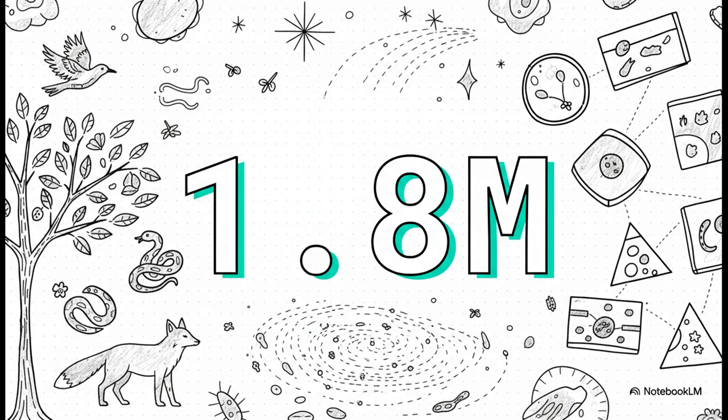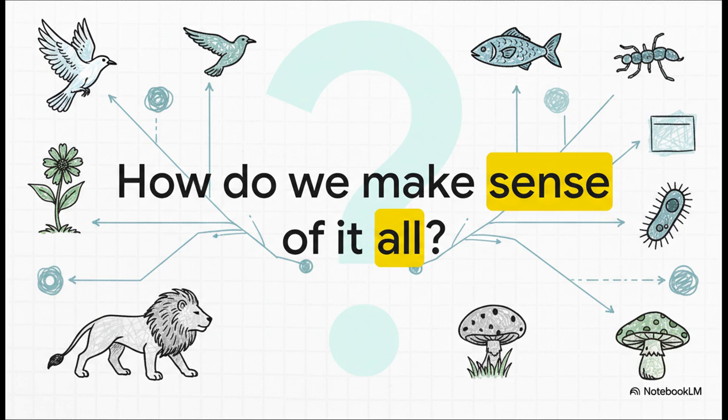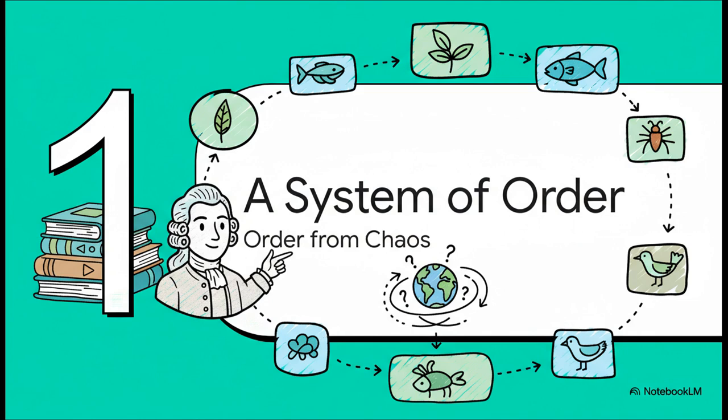Yeah, no way. So that's the big question, isn't it? How do you possibly make sense of this massive, sprawling family of life? How do you find the connections, the patterns, and give every single living thing its own unique spot in the grand scheme of things? Well, luckily for us, someone did figure it out.